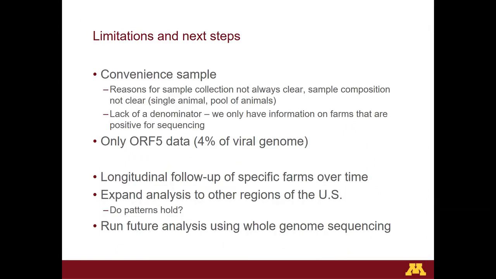A few limitations. First, this is a convenient sample. The criteria in which different samples were collected, why they were collected, how many animals were collected, it's something that I don't have access to, so it's difficult for me to better refine this, but I expect that the criteria were different according to different samples. I don't have a denominator. I don't know how many samples were actually tested. I just have the positive ones. This only uses ORF5 data. It's only 4% of the viral genome. What is happening with the other 96% of the viral genome? With this kind of data, I cannot tell you.